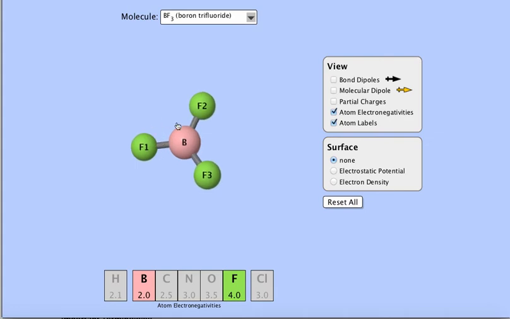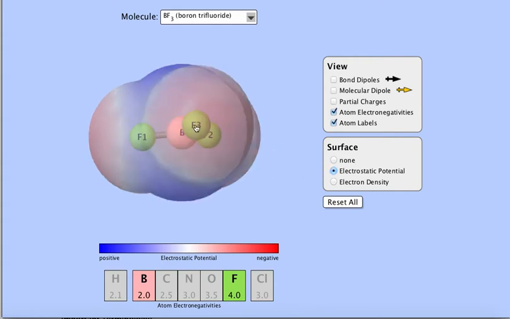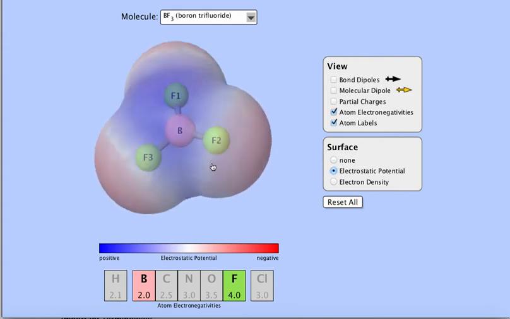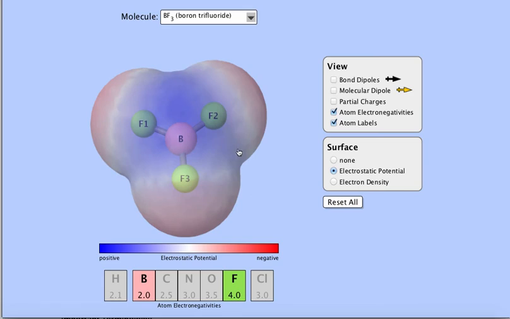And what that means is all of these fluorines are pulling. Notice how all of these arrows are pointing in the opposite direction of one another, pulling on boron the exact same strength in the opposite direction of one another. And that means overall, there's no net molecular dipole. And if we look at the electrostatic potential here, we see that the molecule overall is relatively nonpolar.